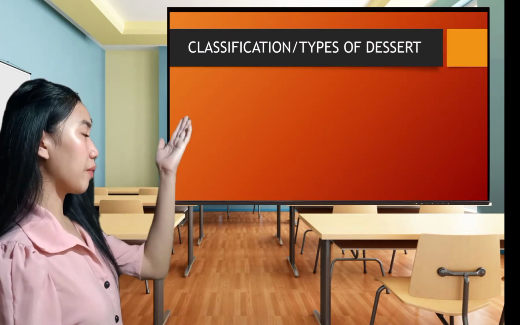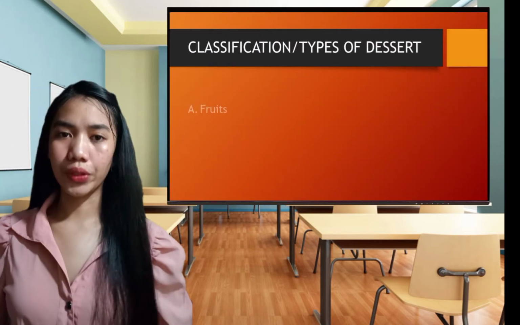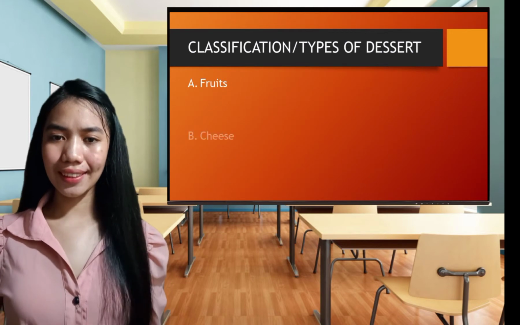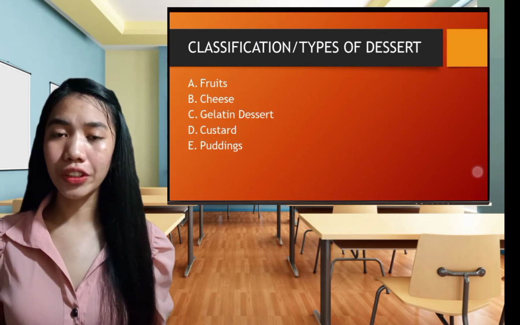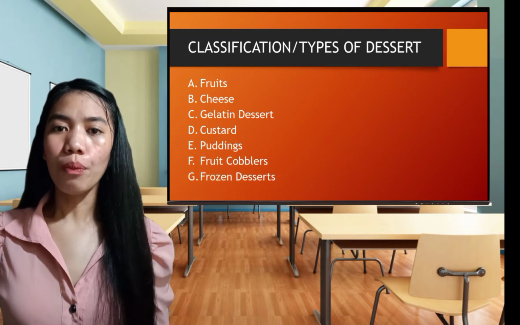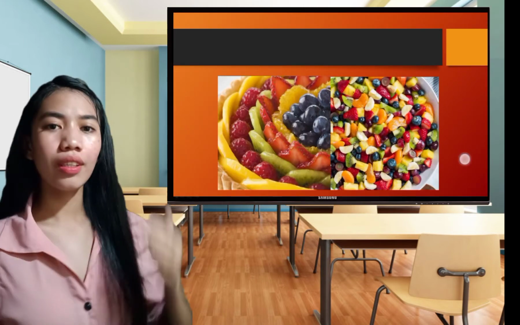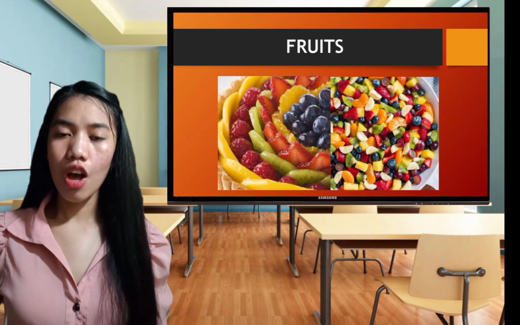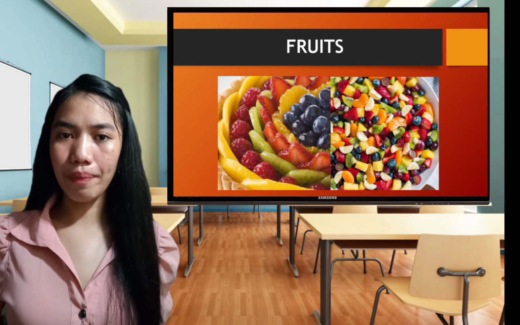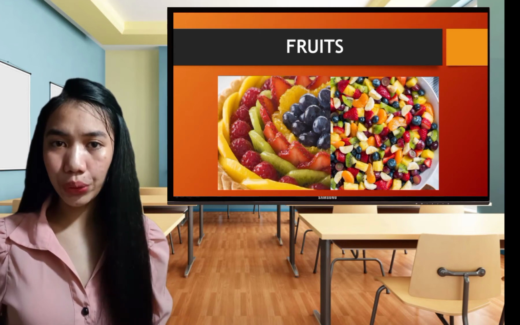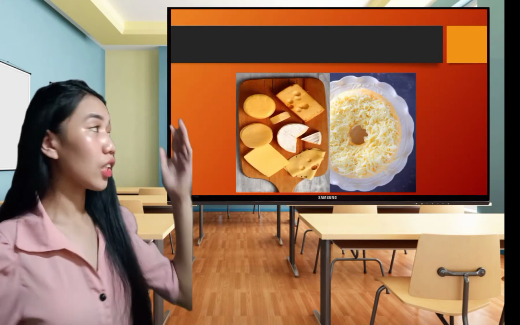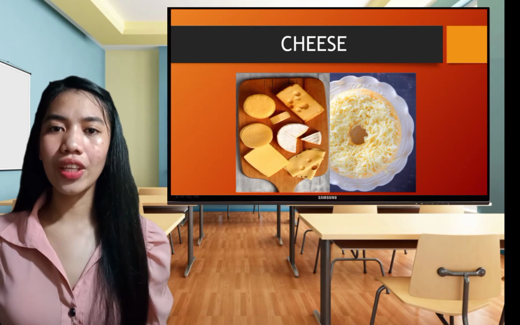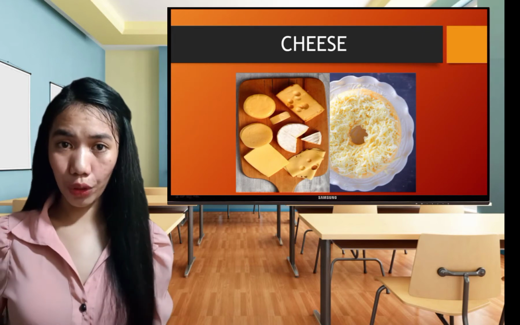Here are the 7 classifications of different types of dessert: fruits, cheese, gelatin dessert, custard, puddings, fruit cobblers, and frozen desserts. Fruits, and the picture on the screen is an example of fruit. Fruit is the simplest and one of the best desserts because they are nutritious, appetizing, and easy to prepare and serve. Next is cheese. Cheese is another excellent dessert that is ready to serve.